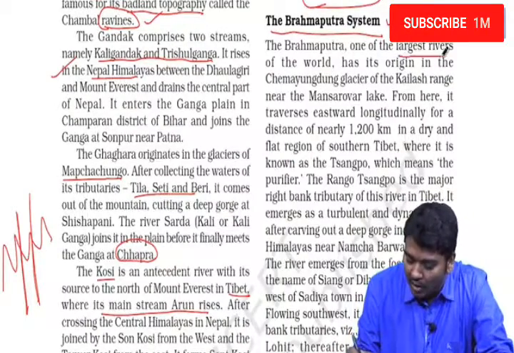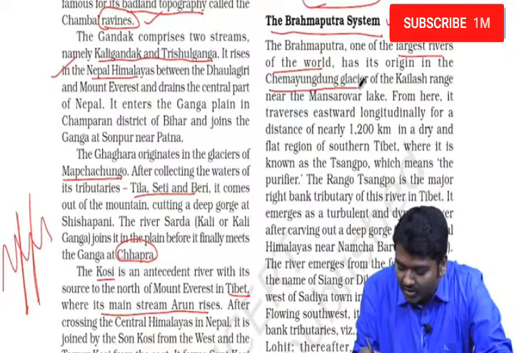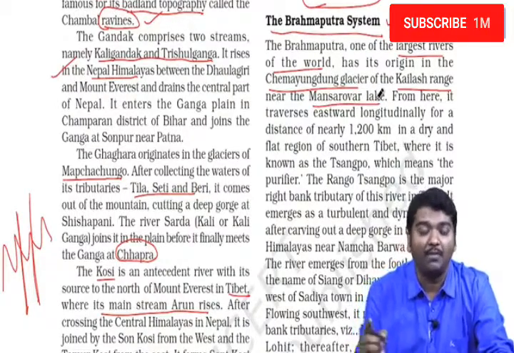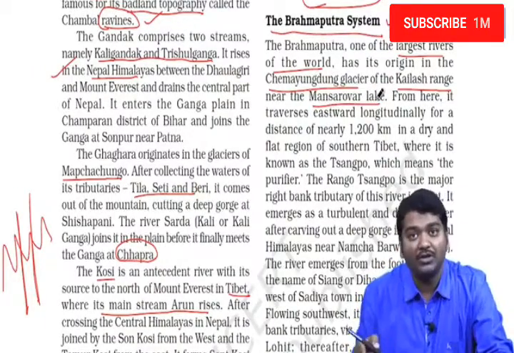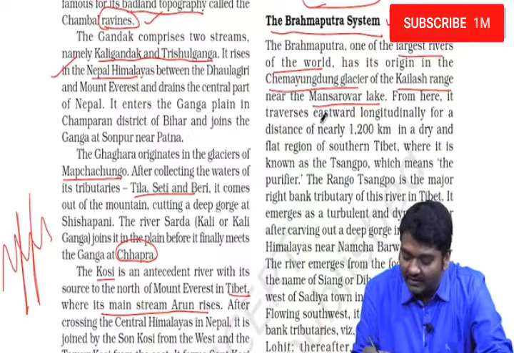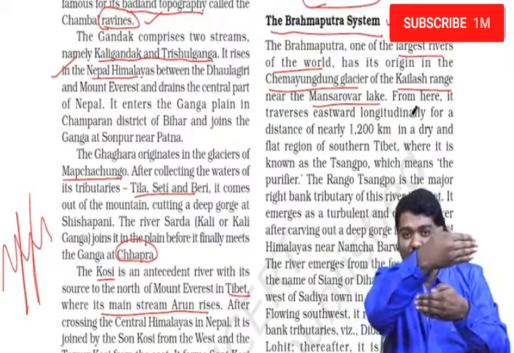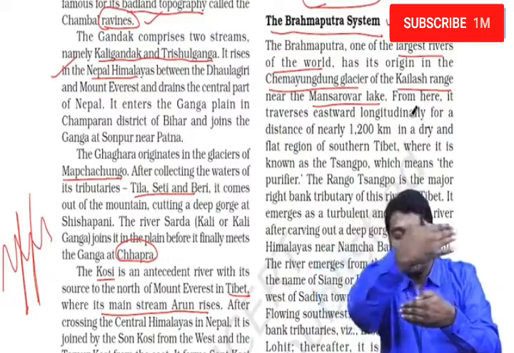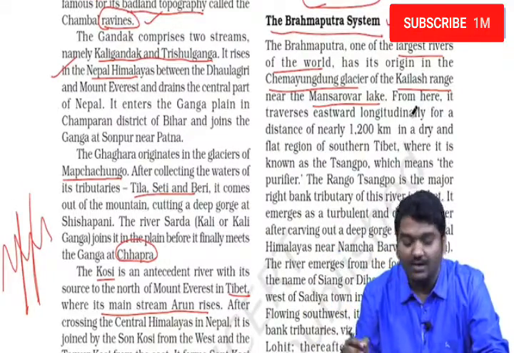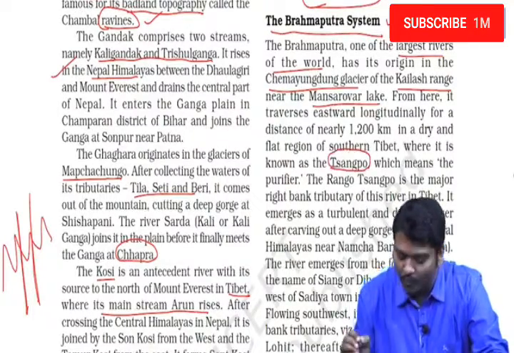It is one of the longest rivers of the world, and it originates in Chemayungdung glacier of the Kailash range near the Manasarovar lake. Manasarovar, Indus, Chemayungdung glacier is for Brahmaputra. From here it traverses eastwards longitudinally, that is above Himalayas they move parallel to the Himalayas, and then they enter into India. So in Tibet it is actually known as Tsangpo, right?